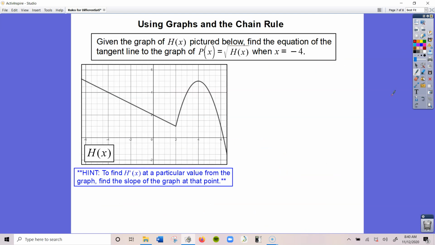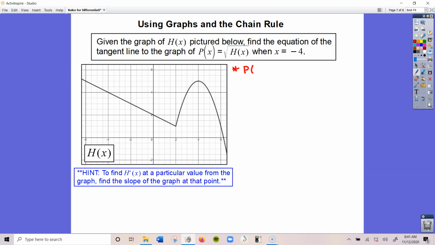Now we're going to look at a graph. So here we have the graph of h of x. Find the equation of the tangent line to the graph of p of x, which is equal to the square root of h of x when x is equal to -4. So again, we need the point and we need the slope. So first I'm going to go ahead and find the point of tangency.